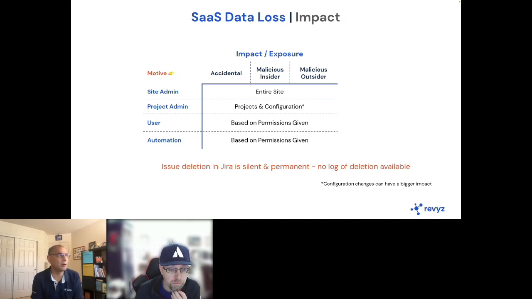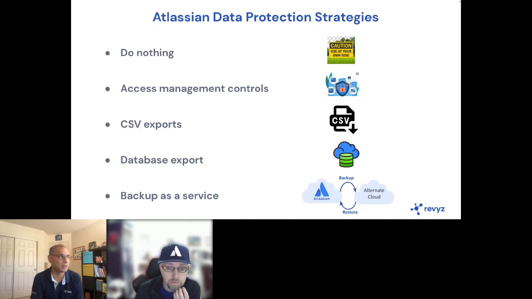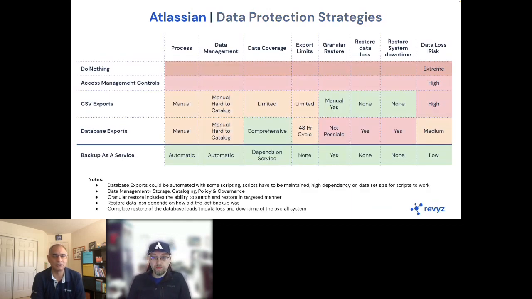So with that in mind, what are the different things which you could be doing to protect your data? I think there are four different strategies which could be followed. Do nothing is also probably a strategy. It all depends on how critical your data is. If it is not that critical, then maybe that's okay. It depends on how your organization is using these different SaaS applications.